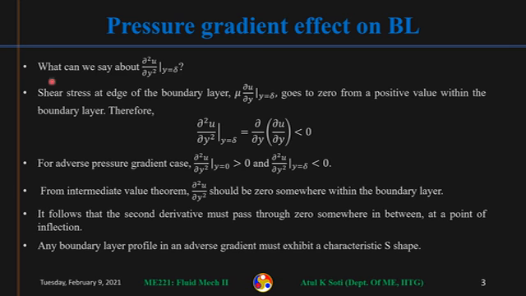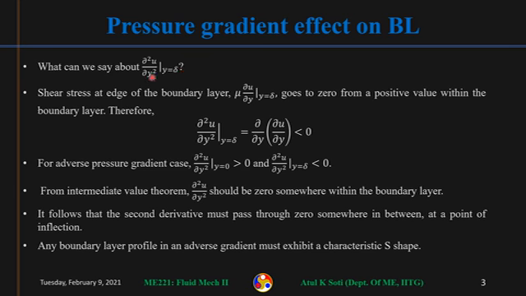So in the last slide we saw the sign of del 2u by del y2 at the wall; we could determine the sign of this quantity at the wall based on the pressure gradient. Can we say something similar about del 2u by del y2 at the edge of the boundary layer, at y equal to delta?